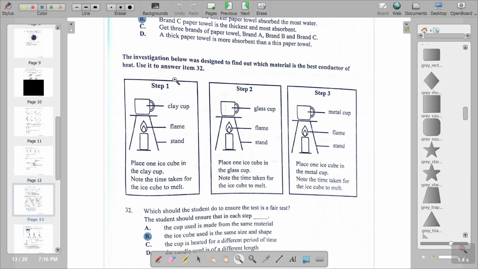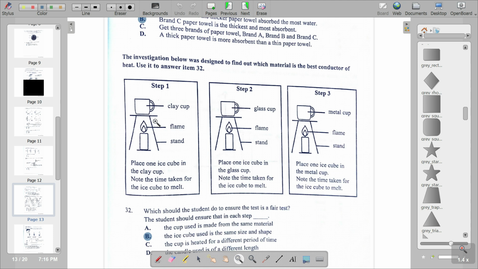Let's move on. The investigation below was designed to find out which material is the best conductor of heat. Use it to answer item 32. So here's step 1. You have a clay cup, you have the flame, you have the stand, and guess what? Here are the instructions. Place 1 ice cube in the clay cup. Note the time taken for the ice cube to melt. Now this is being replicated right across. So it's the same thing, but this time it's a glass cup.